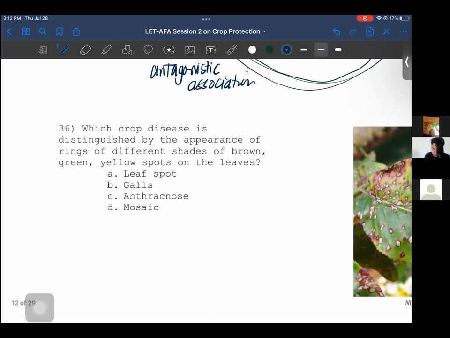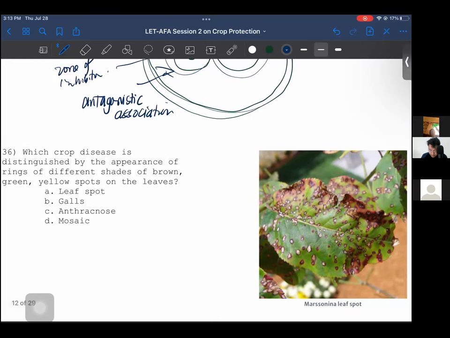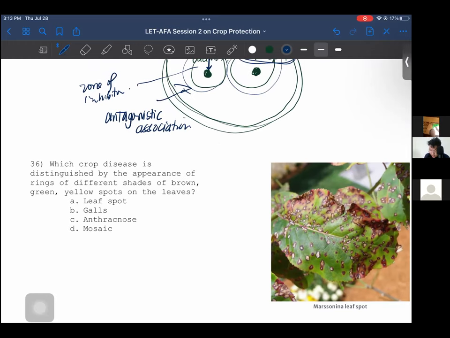Next, okay. So here, which crop disease is distinguished by the appearance of rings, different shades of brown, green, yellow spots on the leaves? Okay. So here is the leaf spot that I was also discussing earlier. Now, this is a different type of leaf spot. I said earlier that leaf spot is commonly caused by fungi. There are a lot of fungi that can cause leaf spot, and in this case, this is another variant of that disease. It says here, appearance of rings, different shades of brown, green, yellow spots on the leaf.